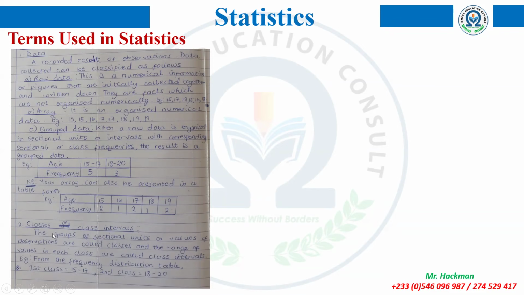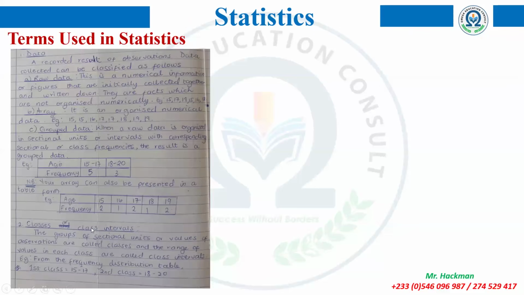Another term that you need to be familiar with and will be using often is classes, or class interval. Indirectly, I have given you a clue in terms of what the classes are. The classes basically are the sectional units. So 15 to 17 is a class, or I can say the class interval 15 to 17. These two can be used interchangeably, either classes or class intervals, or a class and a class interval. We use them interchangeably.